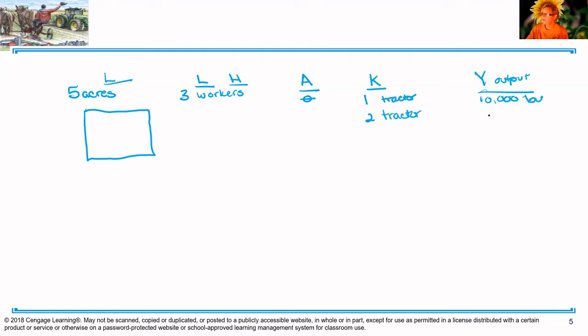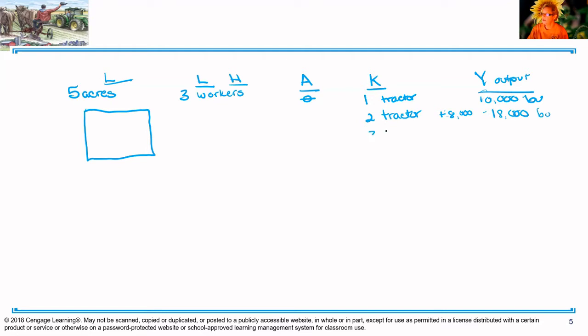I know that their output's going to increase, but it's going to increase at a decreasing rate. What I mean is this is not going to be an additional 10,000. It's going to be something less than 10,000. And the reason is now we have 2 tractors that we have to coordinate with. We have 3 workers and only 2 tractors. So it's going to take us more time to coordinate who's going to do what, who's going to be using the tractors. So I'm going to say that this gives us an additional 8,000, something less than 10. So now our output is at 18,000 bushels.